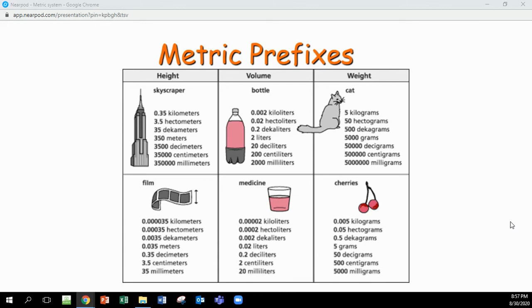So a cat would be 5 kilograms, but you wouldn't weigh a cherry in kilograms because that would be 0.005 kilograms, and that's not a good unit. You would weigh a cherry in terms of grams.